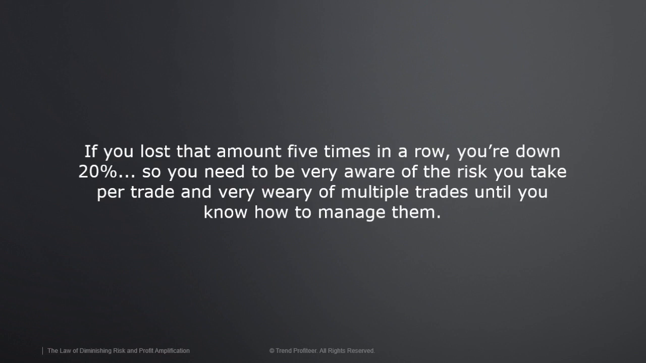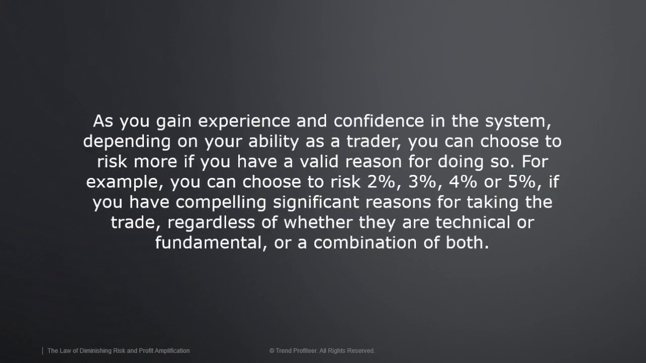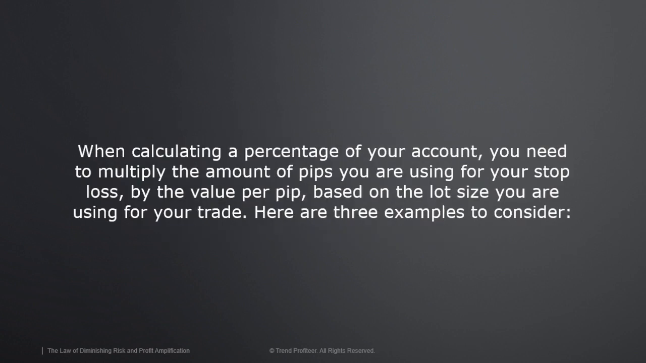Obviously, the key there is profit locking, and then you can enter new trades without exposing your account on multiple trades. As you gain experience and confidence in the system, depending on your ability as a trader, you can choose to risk more if you have a valid reason for doing so. For example, you can choose to risk 2%, 3%, 4%, or 5% if you have compelling, significant reasons for taking the trade, regardless of whether they are technical or fundamental, or a combination of both.